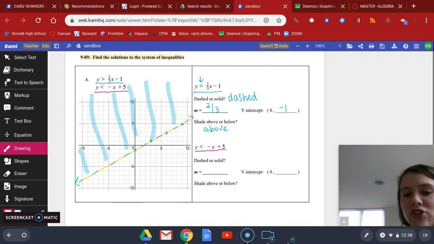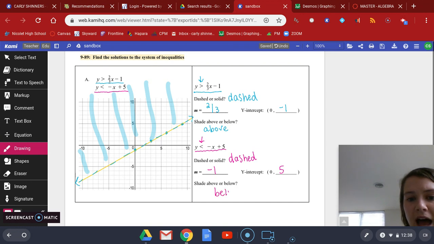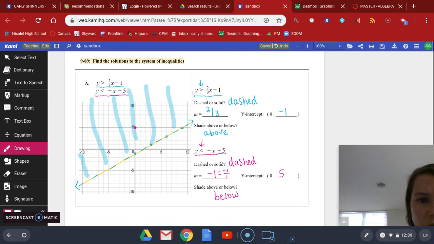Again, dashed or solid, this is a less than, so this is going to be dashed. My slope is -1, and my y-intercept is 5. I would shade below the line since it's a less than symbol. Alrighty, so my y-intercept is 5, +5. My slope is -1. So if I wanted to make that a fraction, remember we just divide it by 1. Anything divided by 1 is just itself. So I'm going to go down 1 to the right 1.